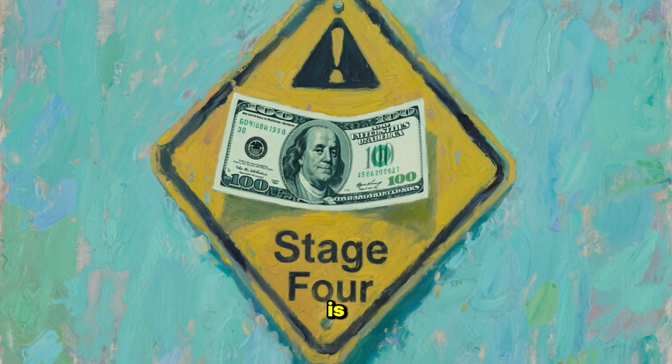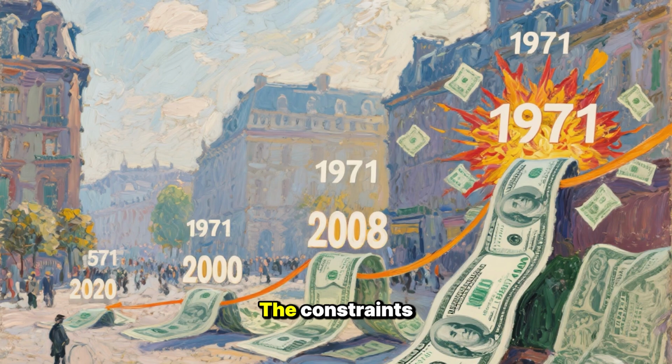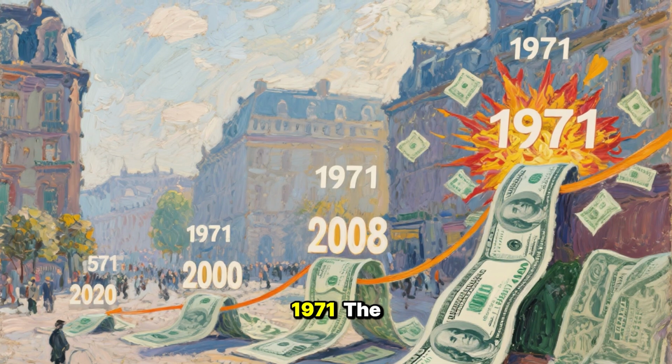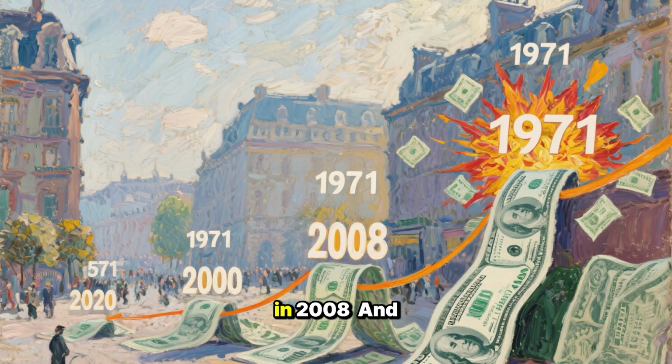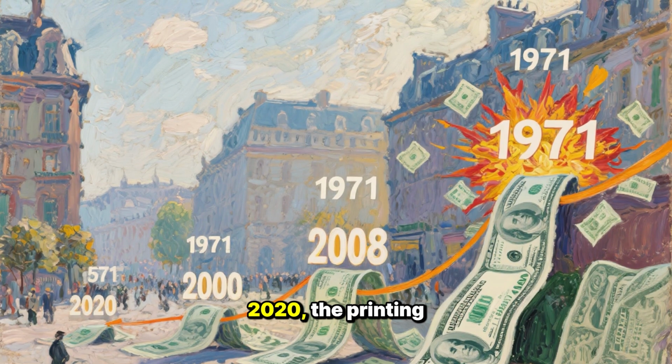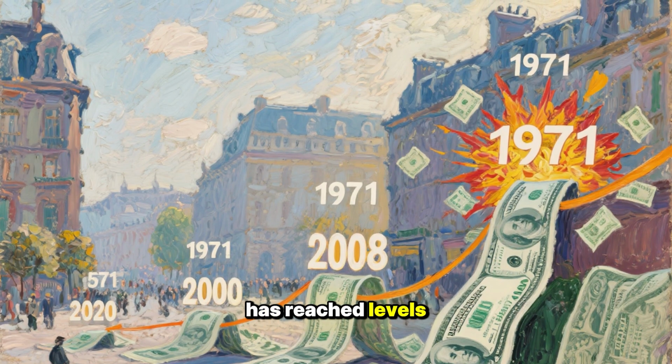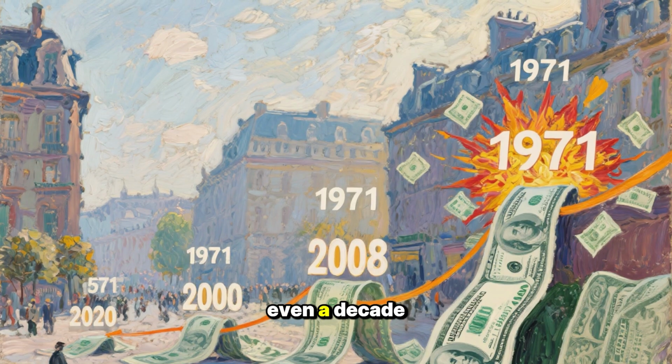The United States is currently in stage 4. The constraints were removed in 1971. The acceleration began in 2008. And since 2020, the printing has reached levels that would have been unimaginable even a decade ago.